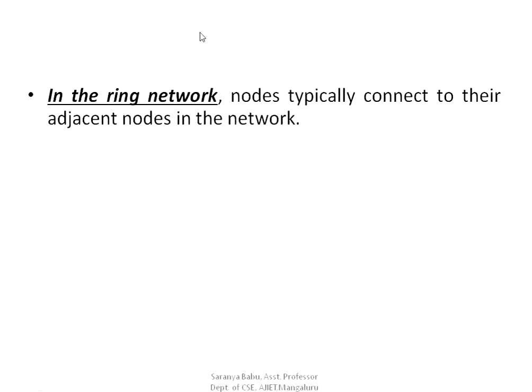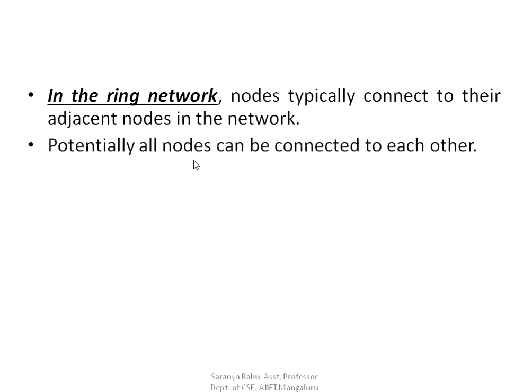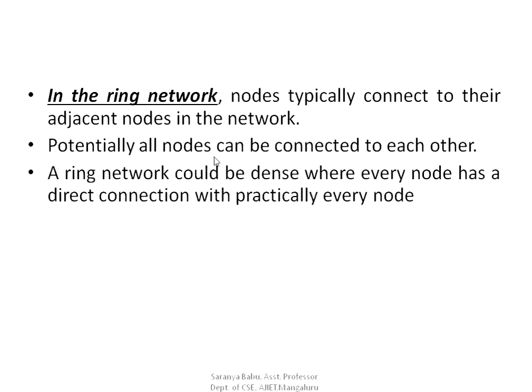Which is the first type? The first type that we have is the ring network. So in the ring network, nodes typically connect to their adjacent nodes in the network. You already know all these network topologies, right? So how are the nodes connected in a ring network? Nodes are connected to their adjacent nodes. Clear? So potentially all nodes can be connected to each other.